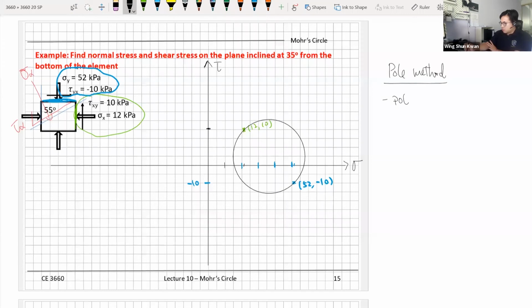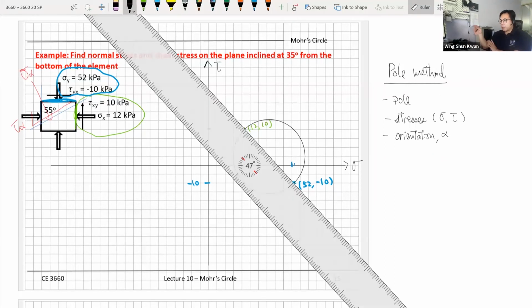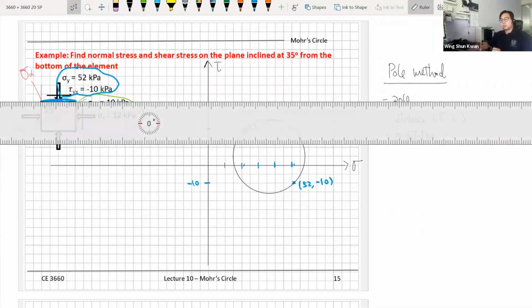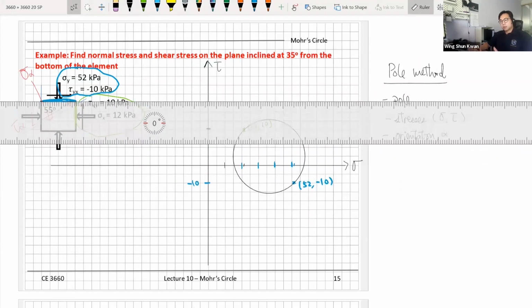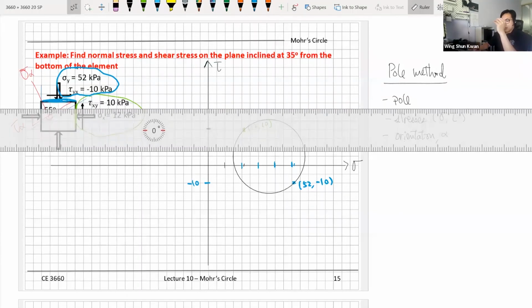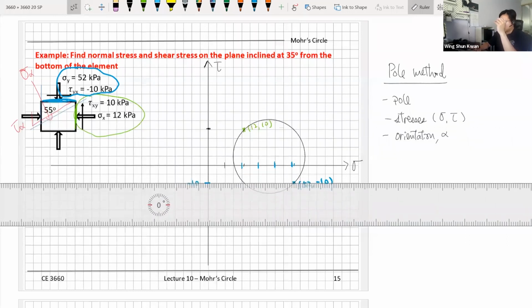The pole method, one more time, is this: if you know the stresses, which are the normal stress and the shear stress, and also you know the orientations, so if you know any two, then you can find out the third. So now we need to find the pole. So we look at our loading plane. We always know the orientation because this is the blue plane right here. It's a horizontal plane, so that's why it has a degree of zero. And acting on the plane is this stress, the 52 and -10.